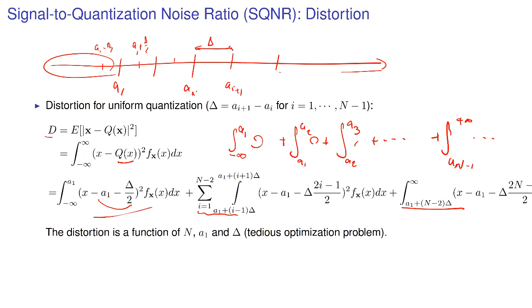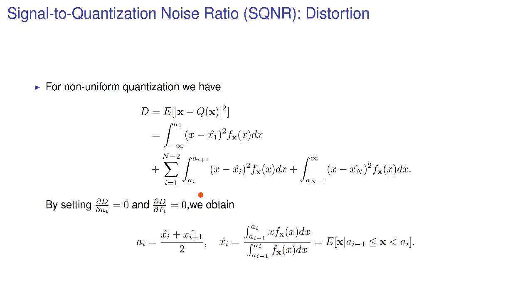So you have one integral for the first one, because it goes from minus infinity to this one, and one integral for the last one, which is, let's say the last point is a1 plus n minus 2 times delta. So from this point to infinity is the last integral, but the total is the sum of those integrals. If you want to optimize or calculate these integrals, it is tedious, but you can do it. You know the math, you know the calculus, but this is a tedious optimization problem. So this is for the general case.